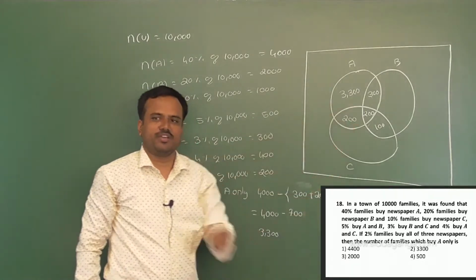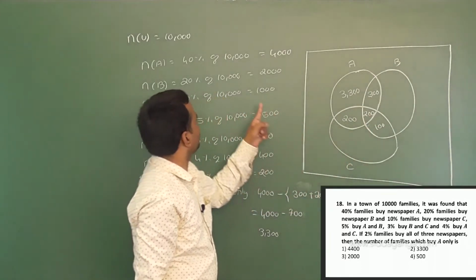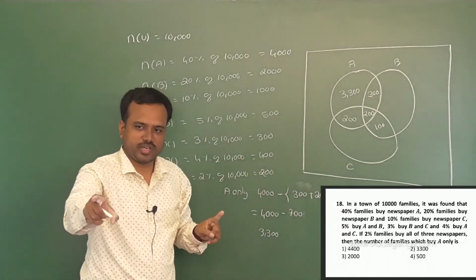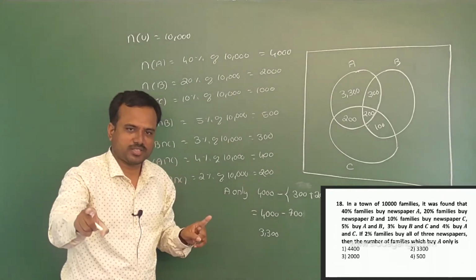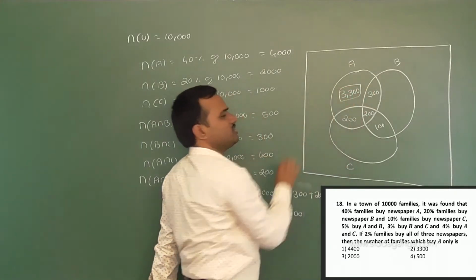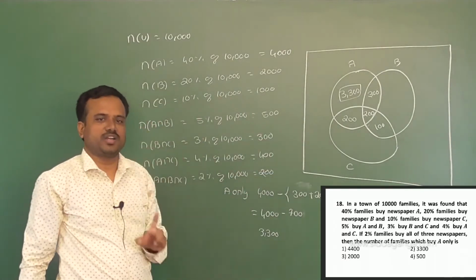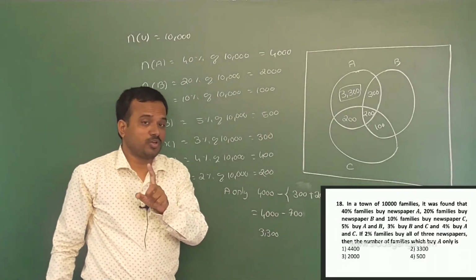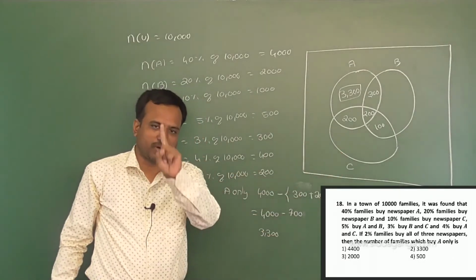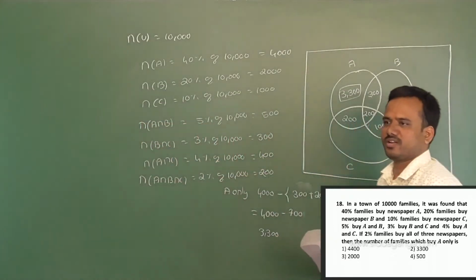So 3,300. If you want B only, 2,000, you subtract 300, 200, 100. If you want C only, 1,000, we subtract 200, 200, 100. So here he asked the number of families which buy A only, this region, A only, 3,300. See, very easy method. If you draw the Venn diagram, it is very easy. If you want to solve by the analytical method, it is very lengthy. That's why these types of problems are solved by Venn diagram. So the answer is 3,300. Option is the second one. Next question.